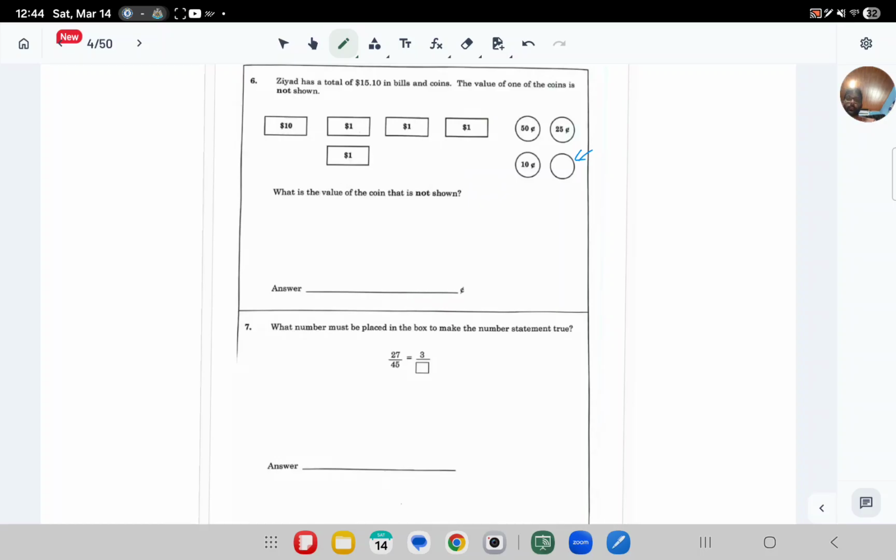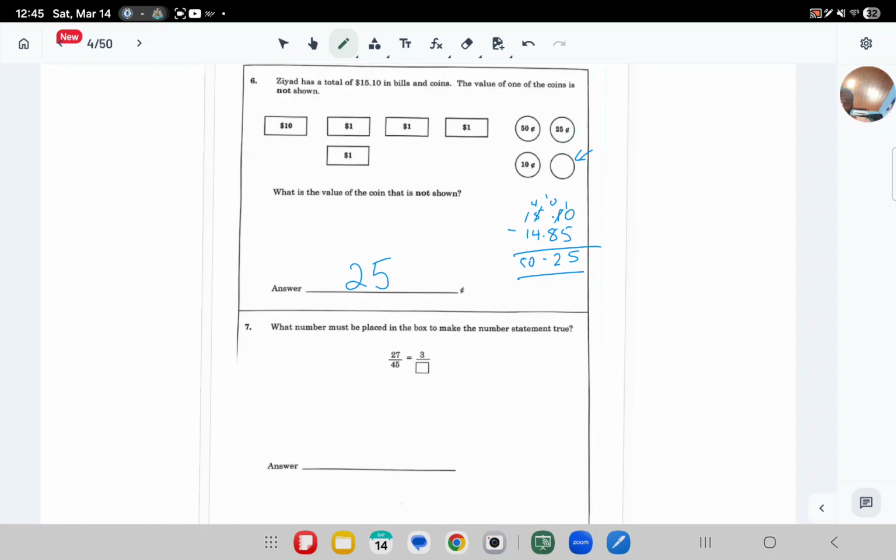So first we need to calculate the total that is shown. So 10, 11, 12, 13, 14. So that's $14. 50, 75, 85 cents. To find out what is the missing value, since we want to make $15.10, we subtract. So $15.10 subtract $14.85. 0 cannot take away 5, so we take 1 from the 1. Here becomes 0, here becomes 10. 10 take away 5 is 5. 0 cannot take away 8, so we take 1 from the 5. Here becomes 4, here becomes 10. 10 take away 8 is 2, so that is 25 cents.